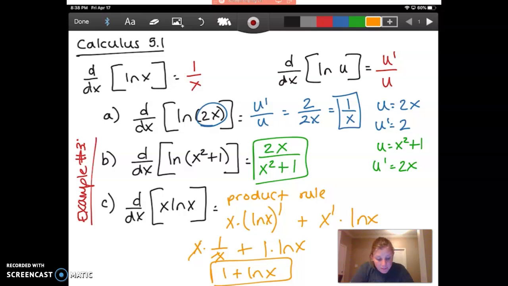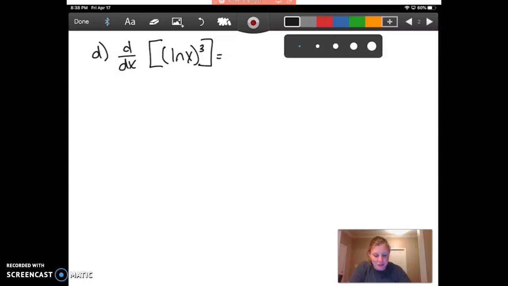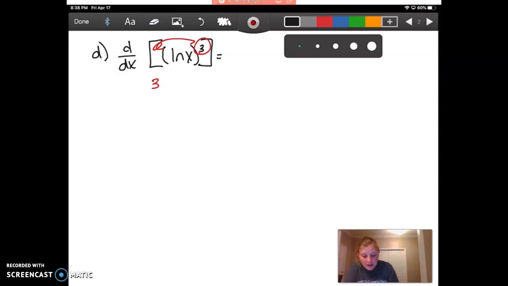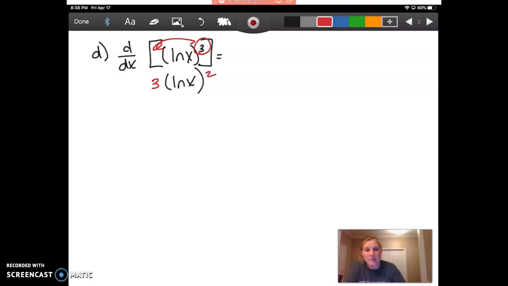Now on the next part, don't get too excited because there is a part D. I put it on the second page because I ran out of time. Sorry about that. But whenever I'm looking at this, I am going to apply the chain rule. So I'm still taking the derivative of the carcass times the derivative of the guts. My carcass is this 3 out here. This will end up being 3 times, and then I still have the natural log of x quantity squared.